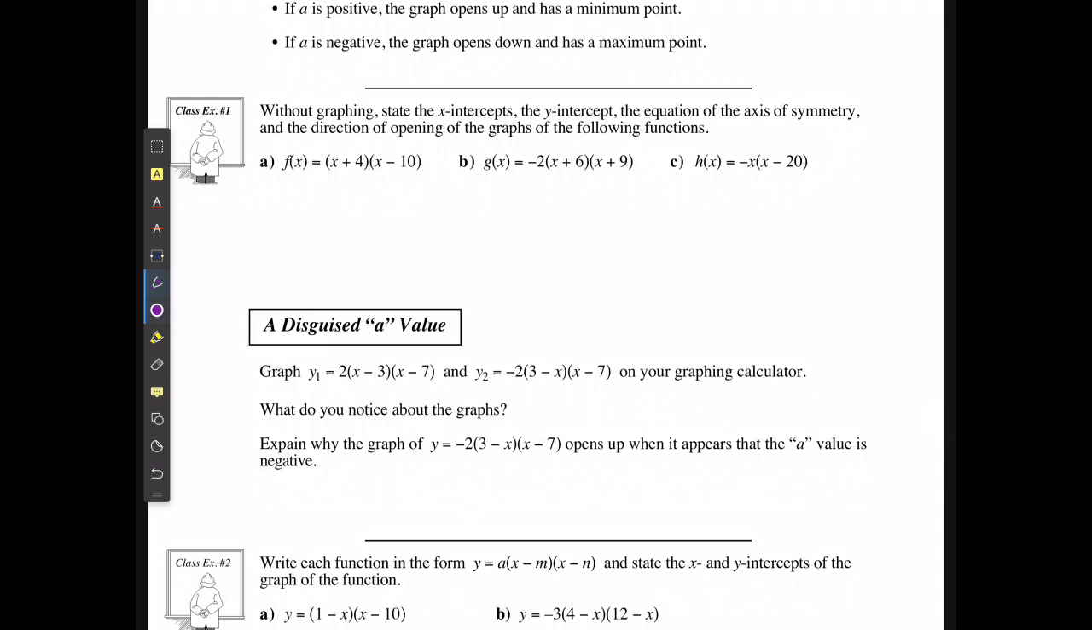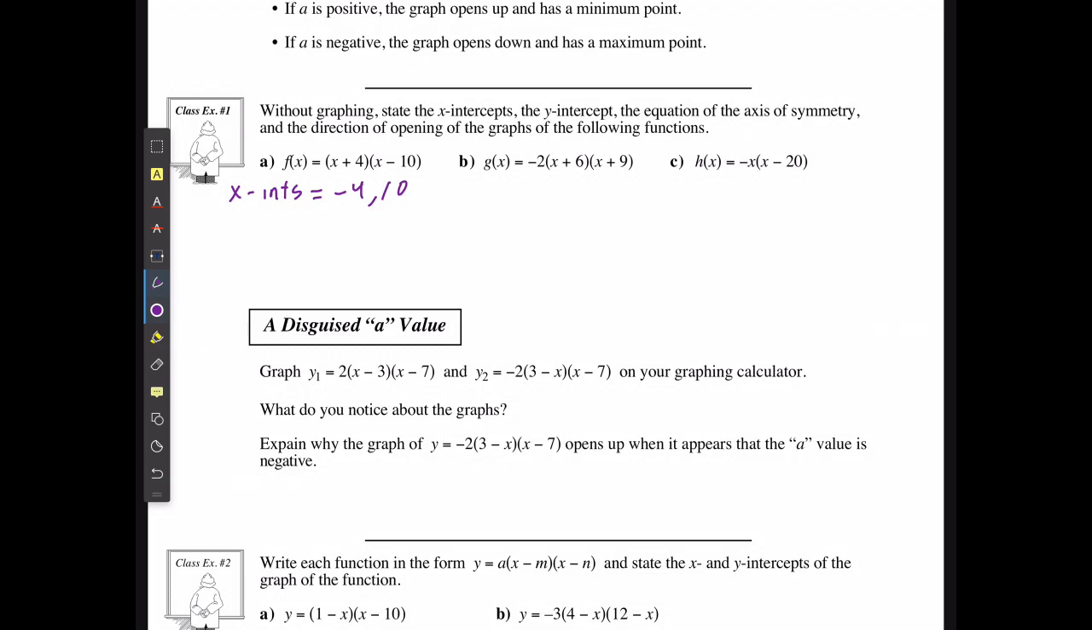If I'm looking at this equation and it wants me to state the x-intercepts, the y-intercept, the equation for the x-symmetry, and the direction of the opening of the graphs, well, first, I'm going to state the x-intercepts. The x-intercepts are equal to, the m value is -4, the n value is 10.